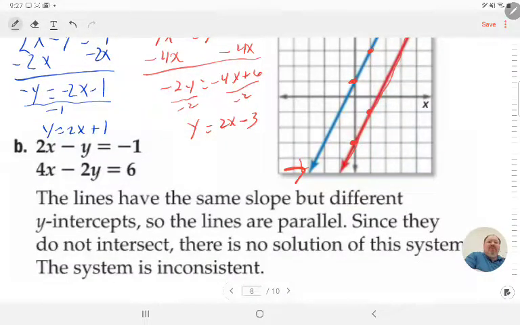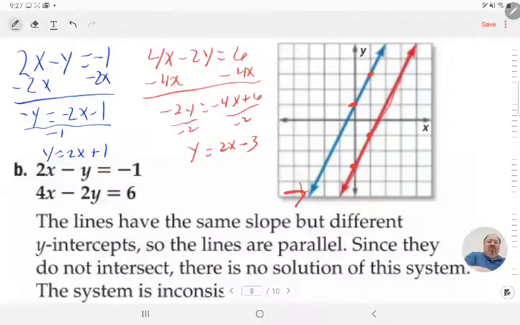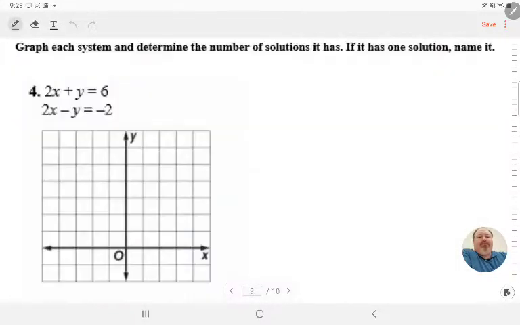Okay? If it didn't tell me to graph it, if it just gave me the system of equations, 2x minus y equals negative 1 and 4x minus 2y equals 6, and said, what type is it? Is it consistent, inconsistent? Well, I know once I get it to y equals mx plus b, when they both have the exact same slope, that's going to be parallel lines. So I know right away it's going to be inconsistent. Okay? All right. So take a second, try this one, and see what you get.